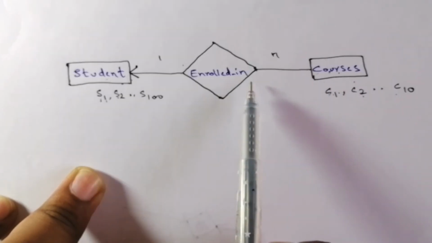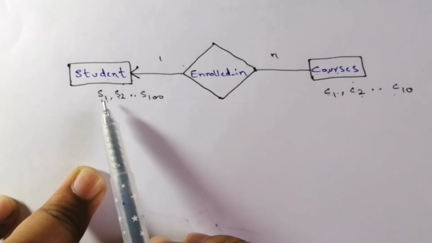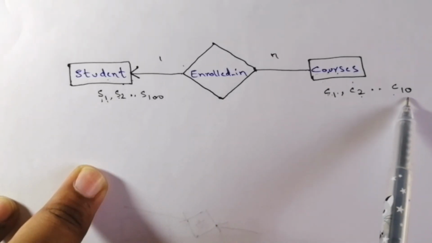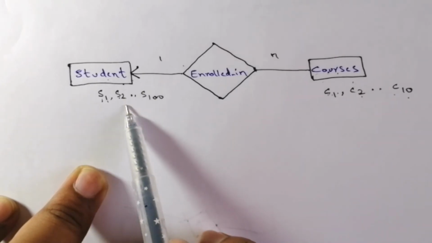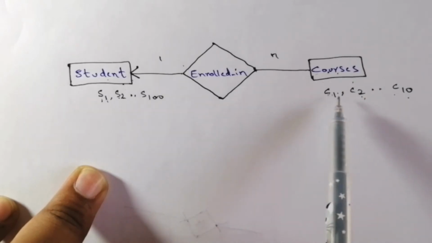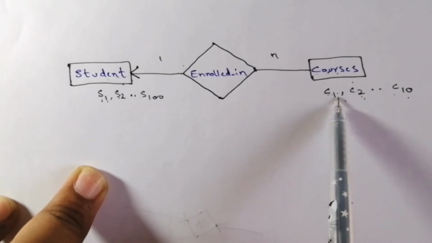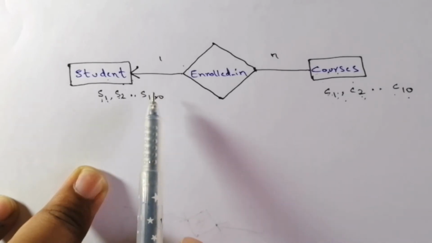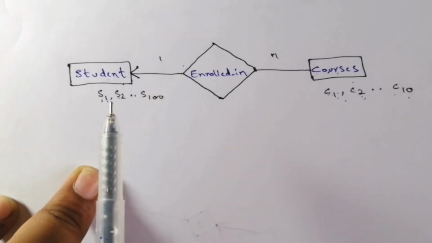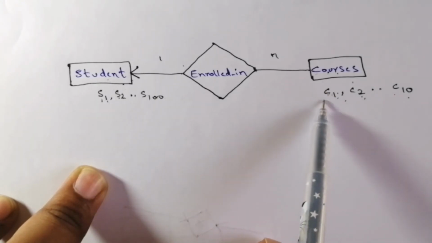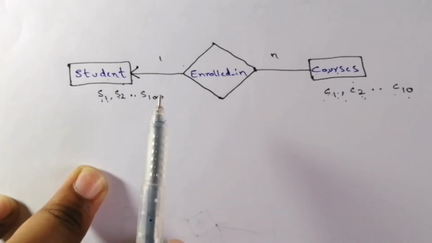If it is one to many, an entity in set A can be associated with any number of entities in set B, and the entities in set B can be associated with at most one entity. That is, at most one entity can be associated. At most means, if it has an association, it should be with only one. If it doesn't have an association, it's not a problem. So we call it at most, right?